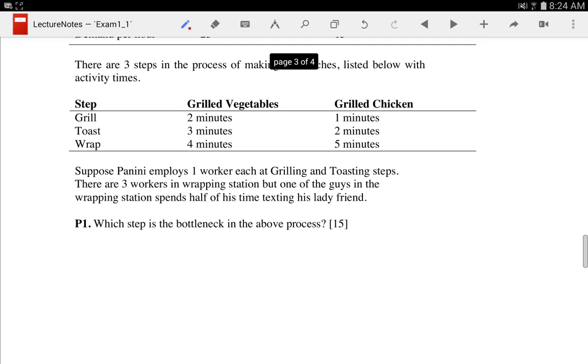The next question is exactly what we did in the class. In fact, it's made even simpler. In this question, there is a grilling station, a toasting station and a wrapping station. The available time for grilling is 60 minutes because there is only one worker. For toasting it is also 60 minutes. Wrapping is 150 minutes because there are 3 workers, but one guy spends half of his time texting his late friend. Alright, that means how much is demanded?